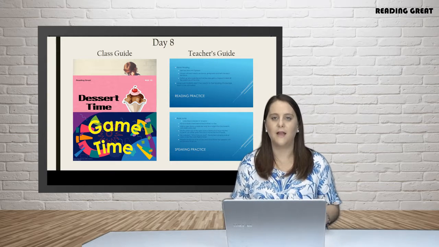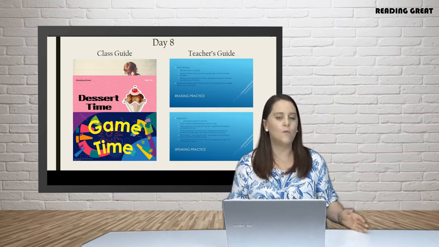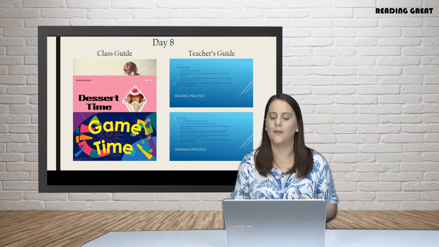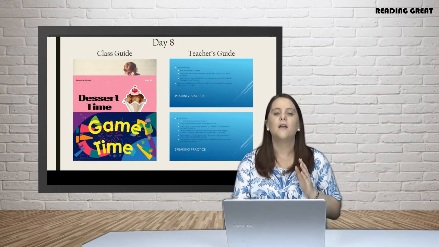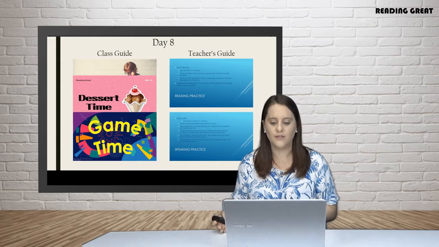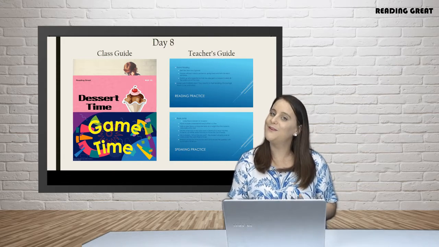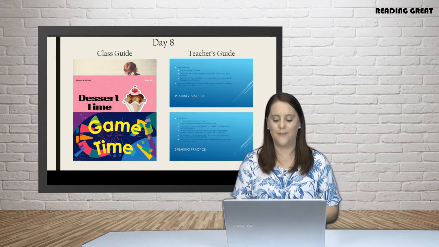Then, game time, speaking practice. Just like I've explained throughout level 1 and parts of level 2, they're going to be playing a game. Have that game ready for them to play, and you're going to need the flashcards probably. I don't think I need to say it again, but you know what I would say at this moment.